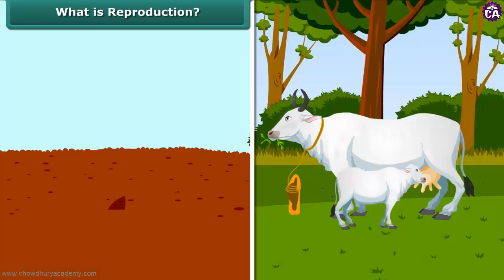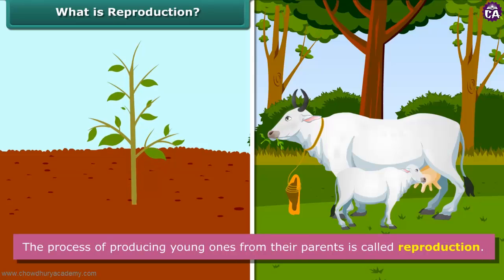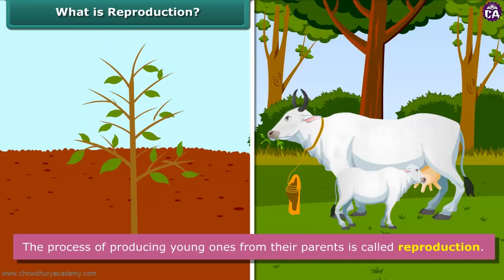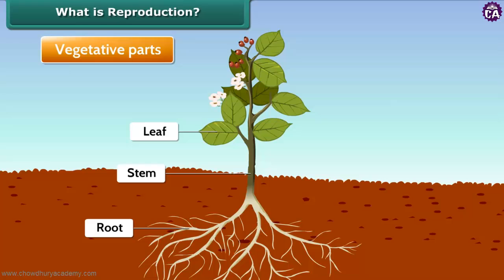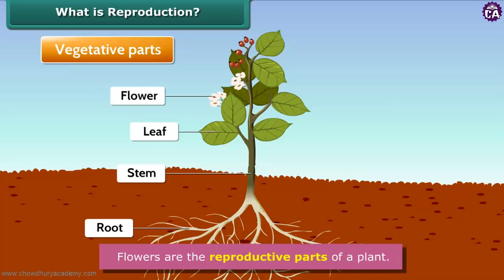What is reproduction? The process of producing young ones from their parents is called reproduction. Most plants have roots, stems, and leaves. These are called the vegetative parts of a plant. Flowers are the reproductive parts of a plant. But before studying the reproduction in plants, let's recall the parts of a flower.